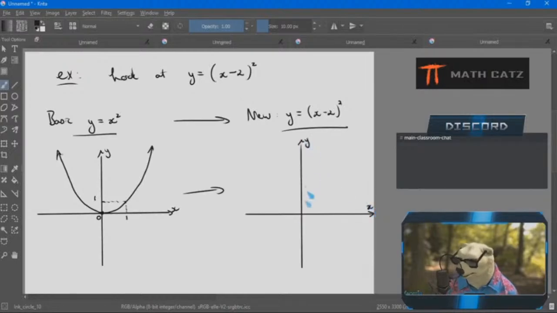Like so. All right. So now, what is happening to the graph? Well, when I look at this bottom vertex point, in the original, I had to plug in x equal to 0 to find the corresponding y value of 0. So in the basic original, an x value of 0 gives me the answer for y, 0.